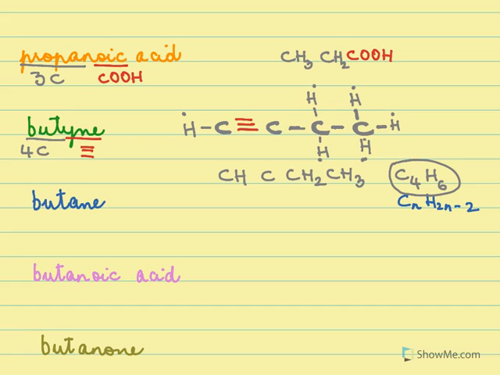Then there is butane. "ANE" means alkane, an alkane with 4 carbons. So I have my 4 carbons here: 1, 2, 3, 4, and then you have the hydrogens. I'll write straight away that it will be C4H10. This will be butane. If you put the hydrogens here, you will find there are 10 hydrogens attached.